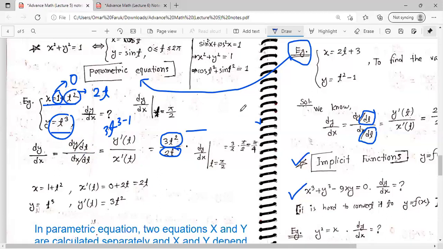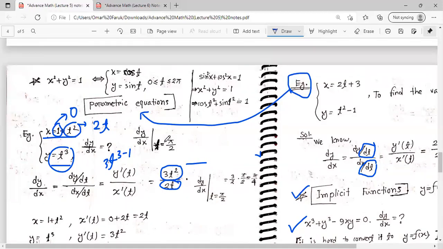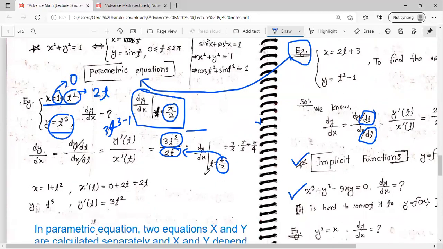So now if here it is called dy by dt, where t is equal to pi by 2, right? Yeah. Where t is equal to pi by 2. So you just substitute t here. Okay. It's a fixed value. Is it fixed? t is equal to pi by 2. Sorry?